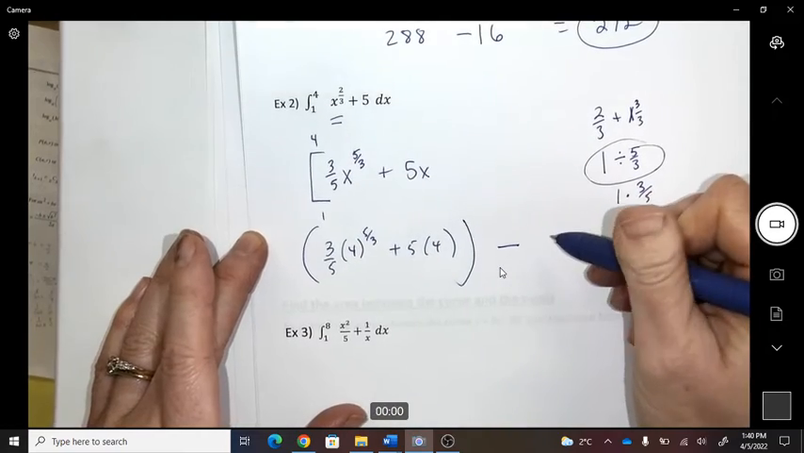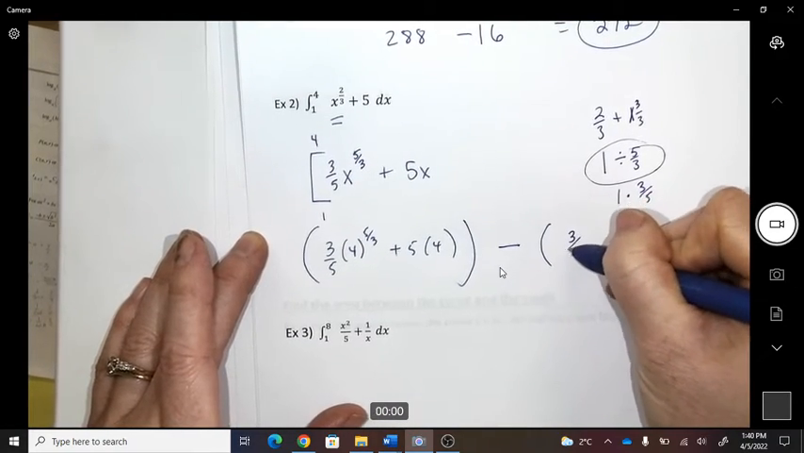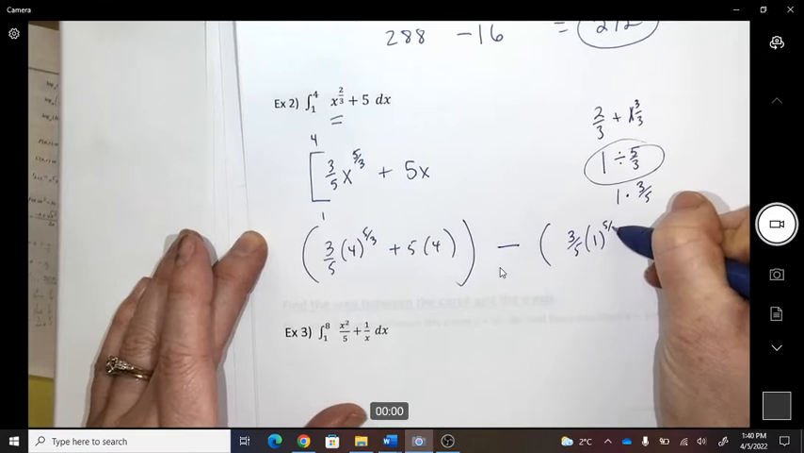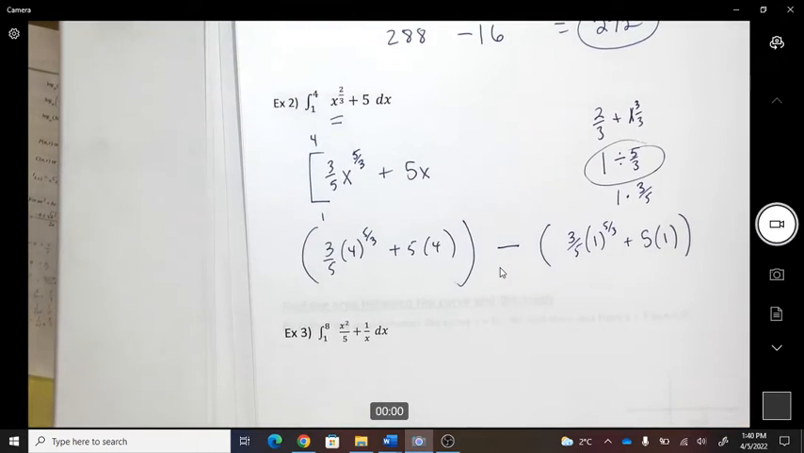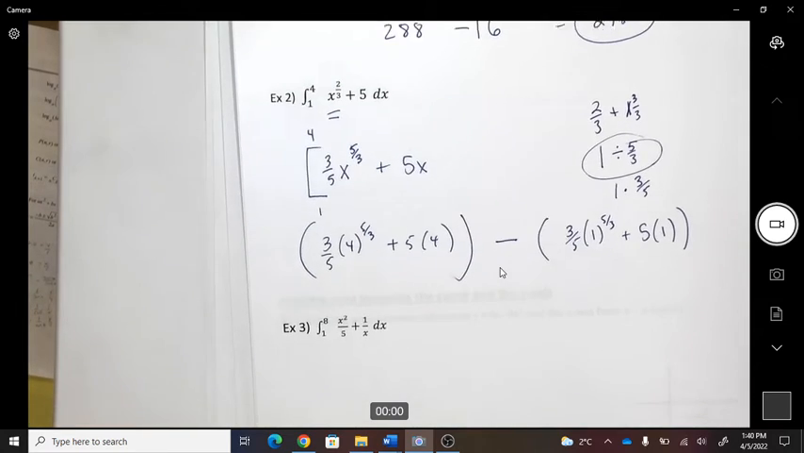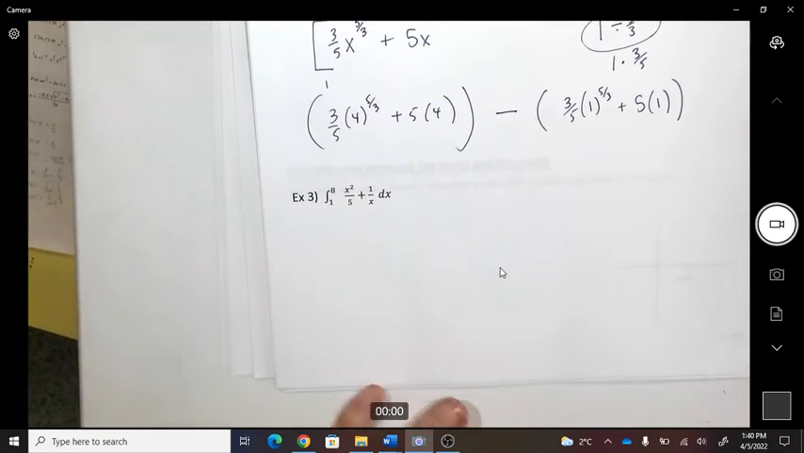Run a 4 through it, run a 1 through it. Then you'll have to get some numbers there. Running a 4 through it. You might want some brackets on some things.